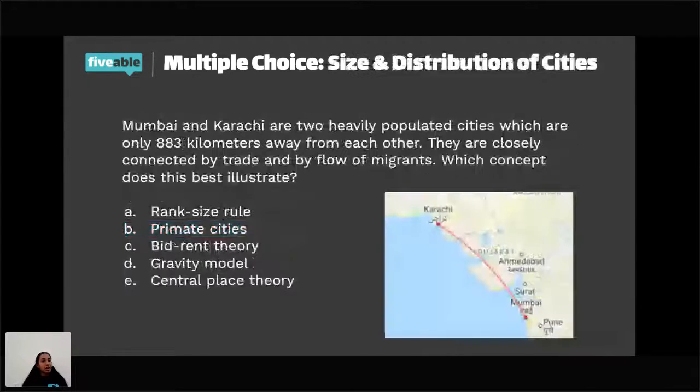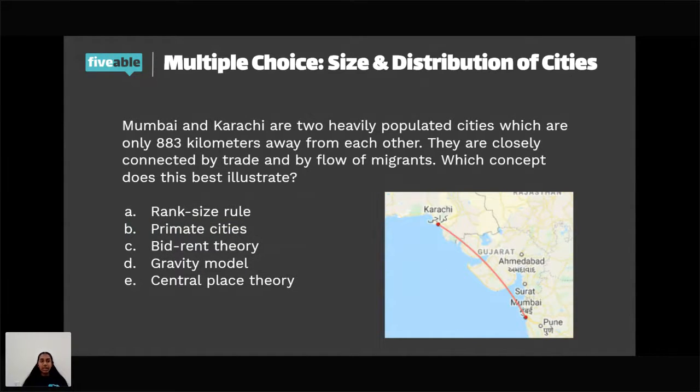And the last question is about the size and distribution of cities. Mumbai and Karachi are two heavily populated cities which are only 883 kilometers away from each other. They are closely connected by trade and by flow of migrants. Which concept does this best illustrate? A, rank size rule, B, primate cities, C, bid rent theory, D, gravity model, or E, central place theory?